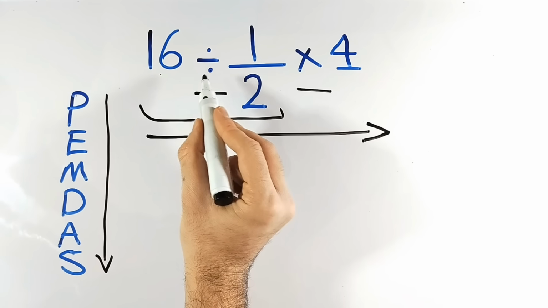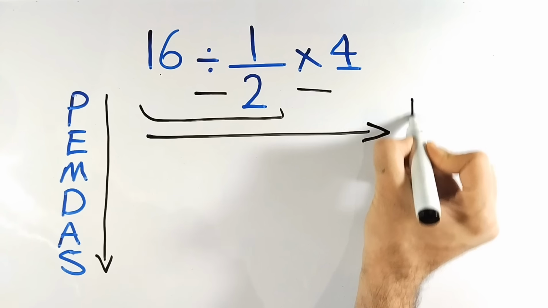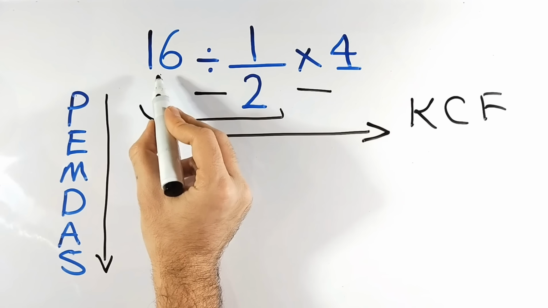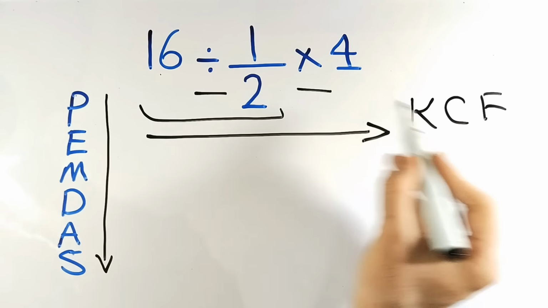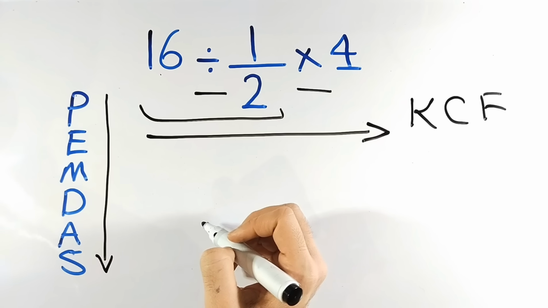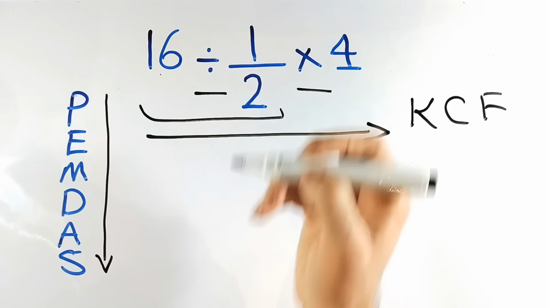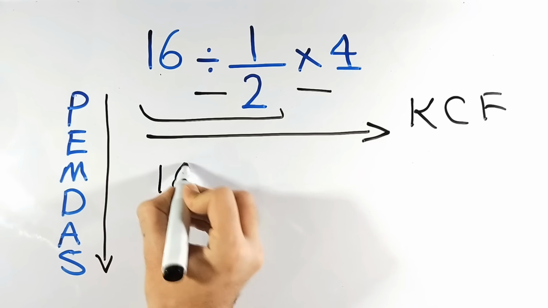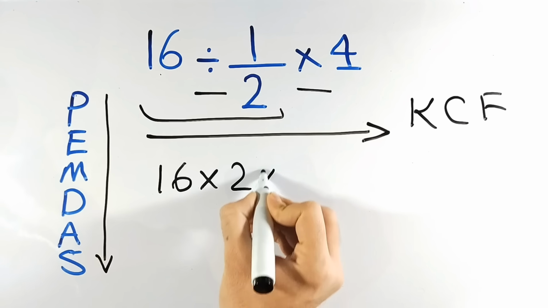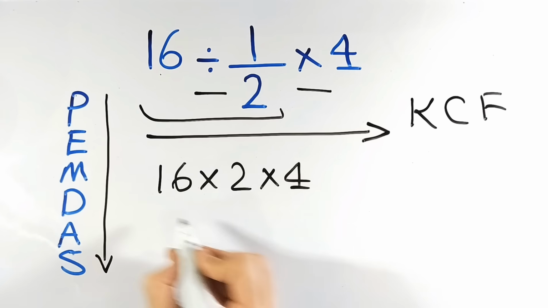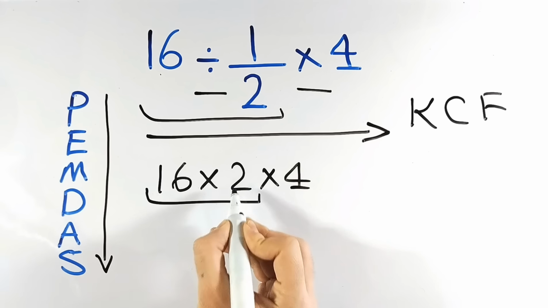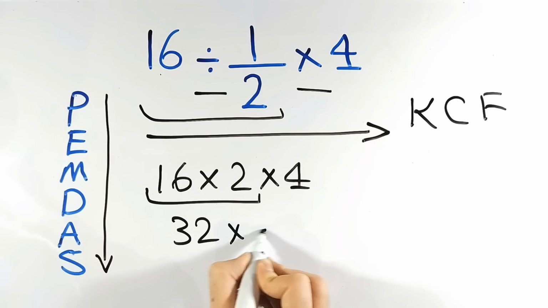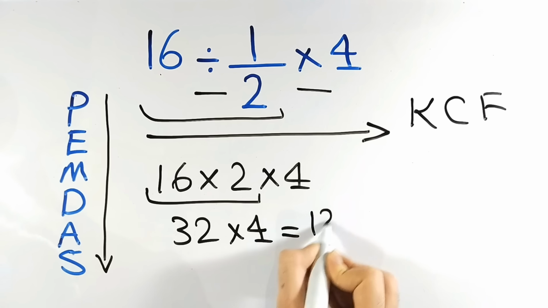Okay, whenever we see a division sign between two terms, the best thing to do is to apply the KCF rule. In this rule, K stands for keep the first number as it is, C stands for change the division sign to multiplication, and F stands for flip the second fraction. So, instead of this expression, we can write 16 times 2 and again times 4. Now, we do the multiplication between 16 and 2, and instead of this expression, we can write 32 times 4, which finally gives us the answer 128.